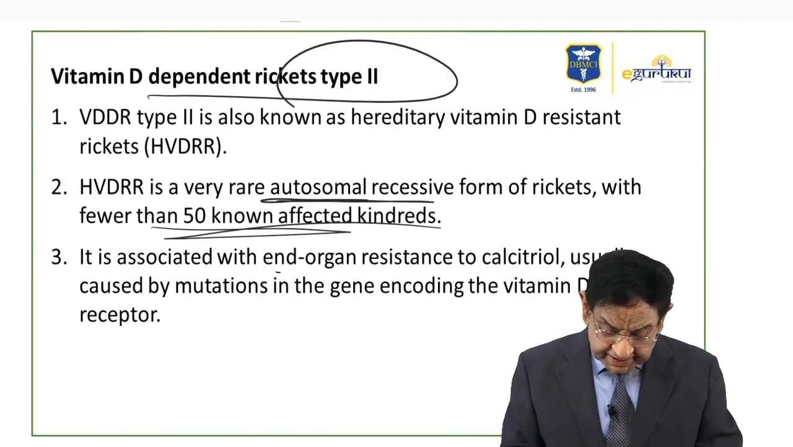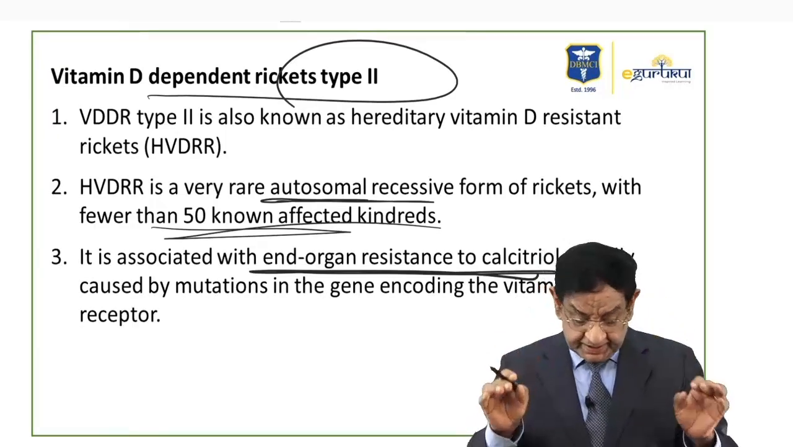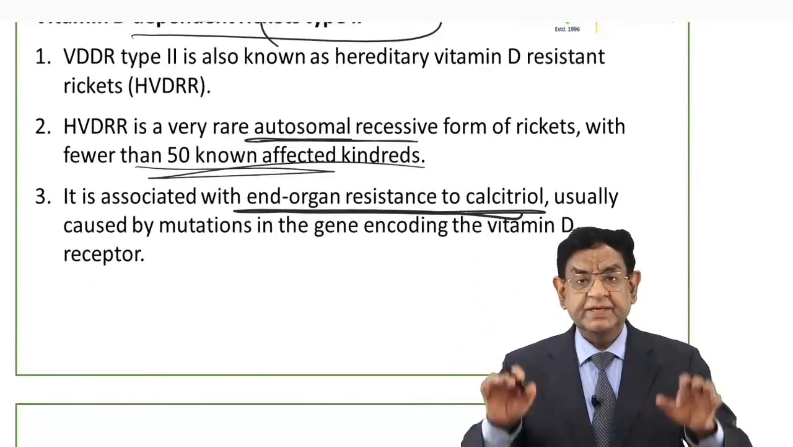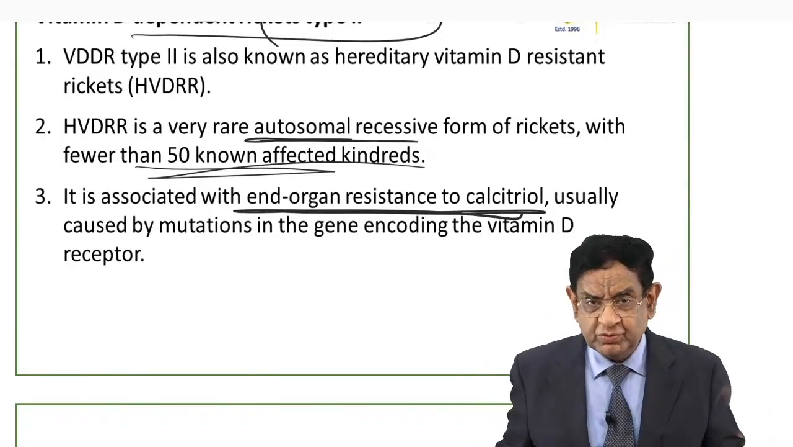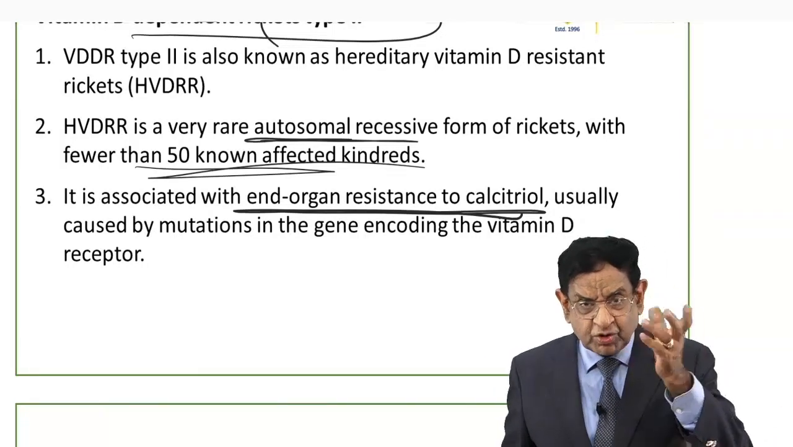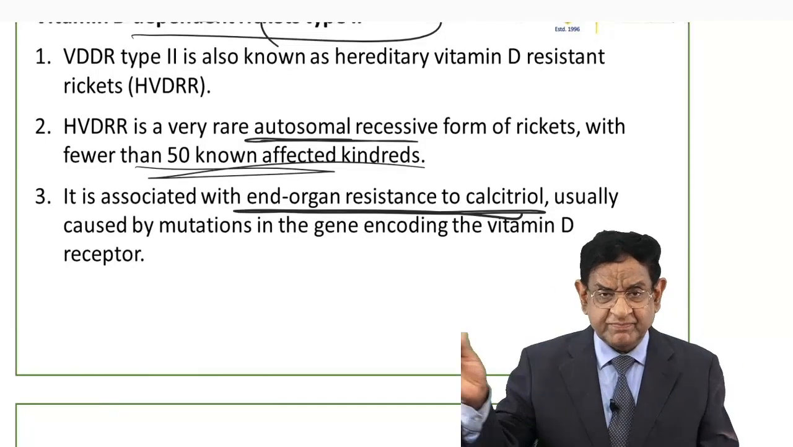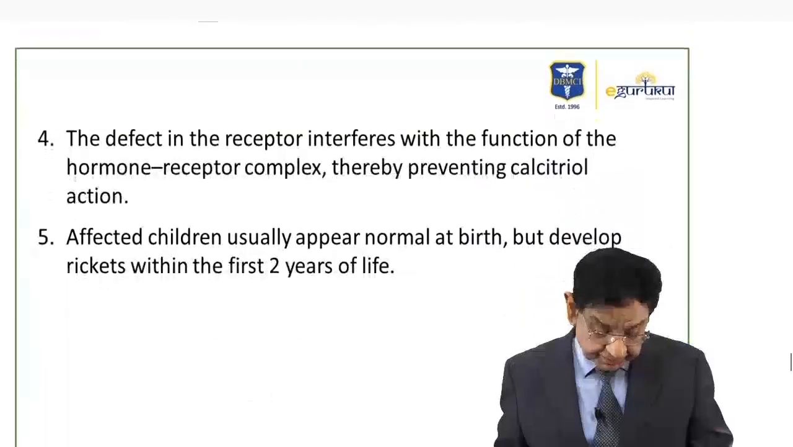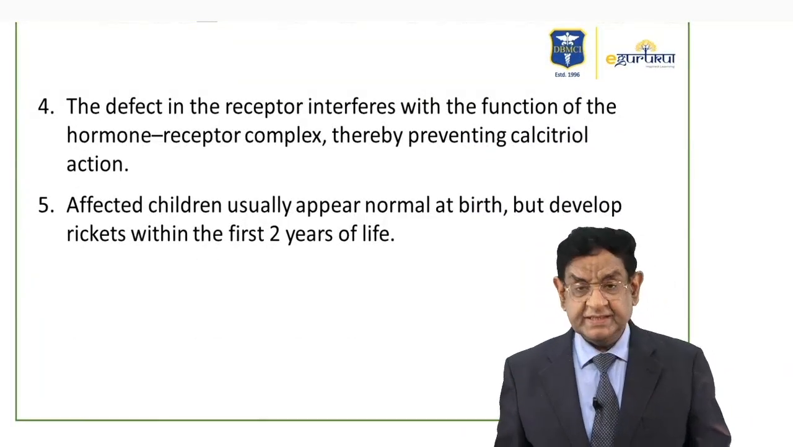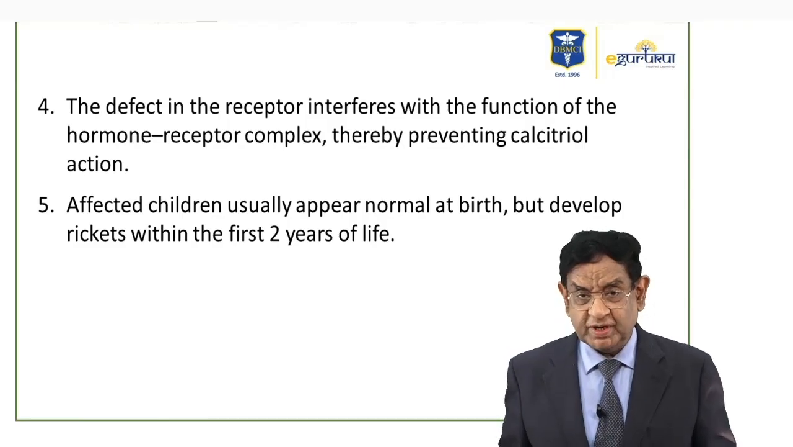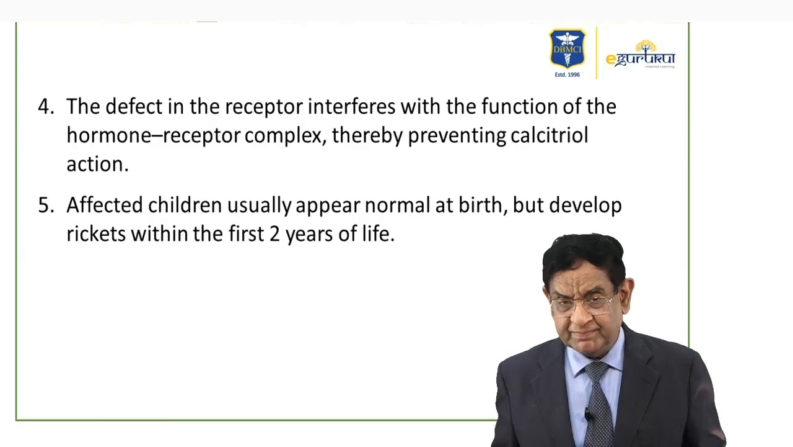End organ is related to vitamin D. Ultimately, vitamin D is going to act at the receptor so that it can do its own action. Now, vitamin D is coming, but the receptor is not acting. So definitely in these patients, vitamin D will not be able to work despite normal vitamin D formation. Vitamin D will not be able to act.